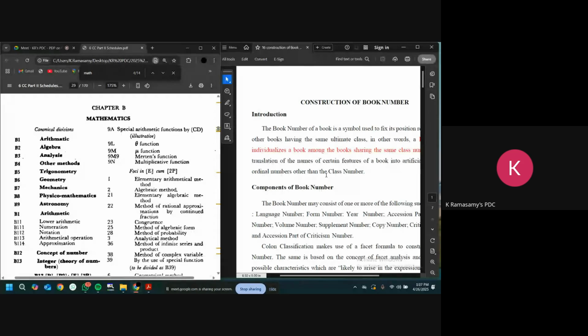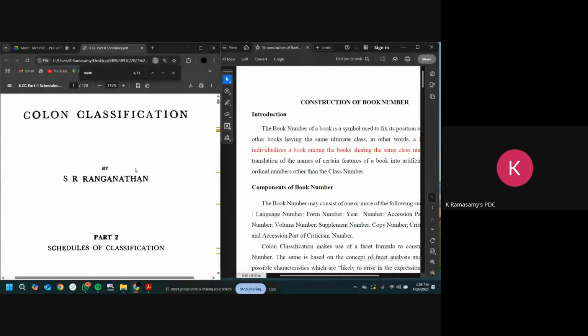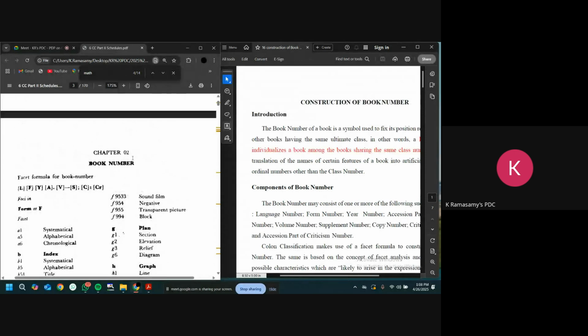For example, there is a book on algebra written by Balagurusamy. There are 10 books. All the 10 books are written by Balagurusamy, all in English, but they are published in 3 different years. Or all are published in the same year. How to differentiate one book from another? So Ranganathan gives a formula for constructing the book number, which is available in part 2. If you go to part 2, first chapter, chapter 1.